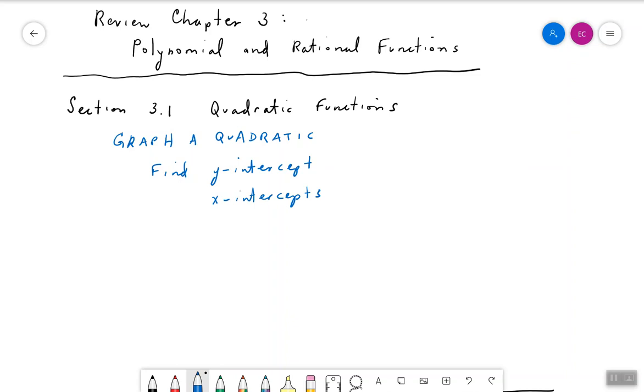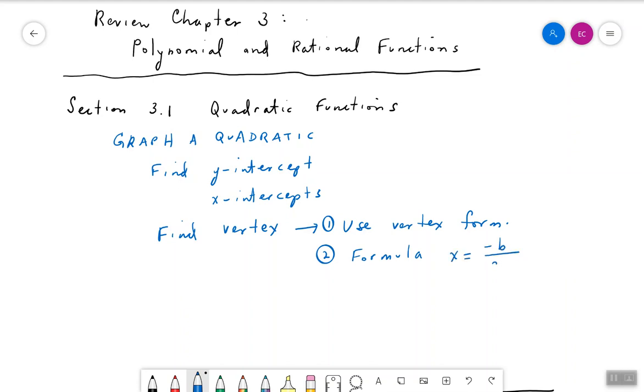And we already were familiar with these ideas from previous chapters, from previous work. The new idea was to find a vertex. And we had two ways to do that. One was to use vertex form. And the other was to use a formula. X equals negative b over 2a.